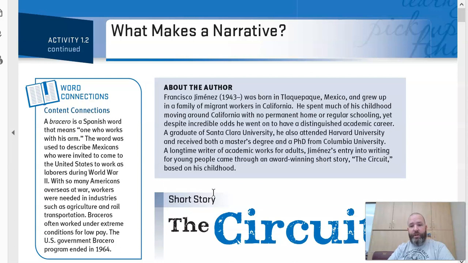But this first unit we're going to study is going to be on narrative, which is going to be both fiction and nonfiction. Like this first story is a true story. It's a story about, if you look at the top, this is how it's always going to be set up. If you look, it says activity 1.2, so that's unit 1, activity 2.